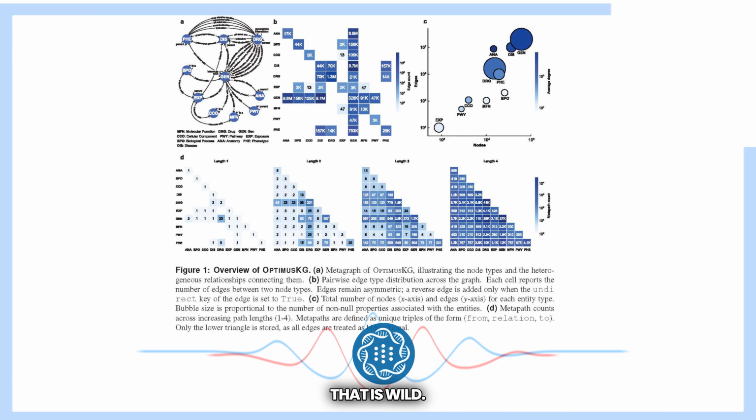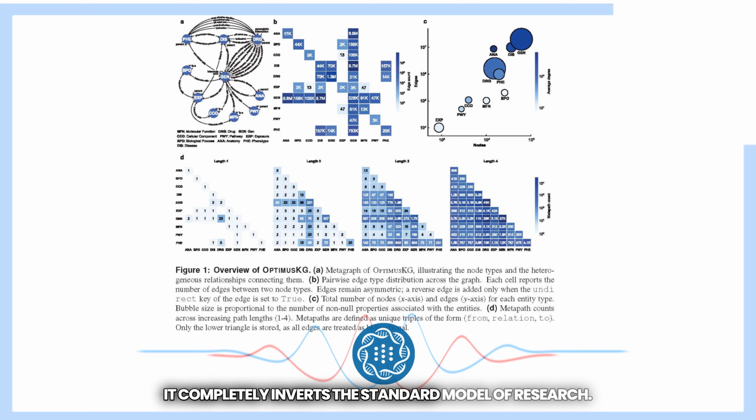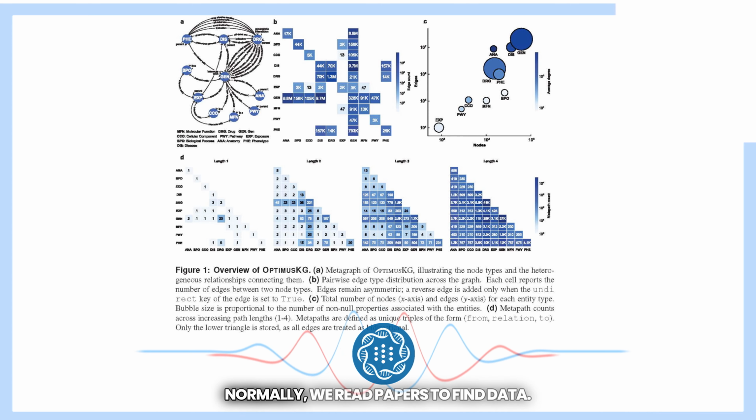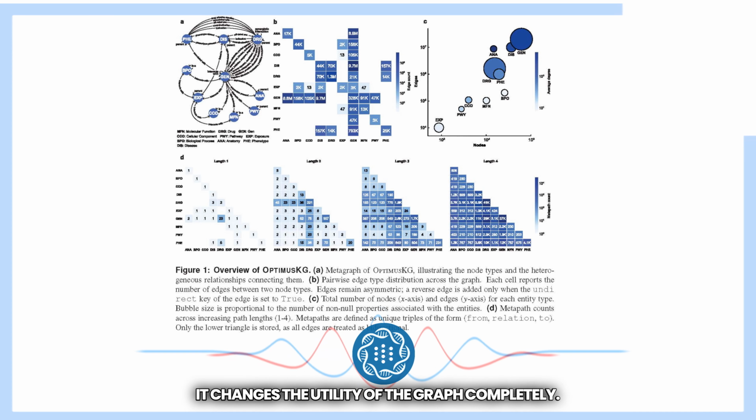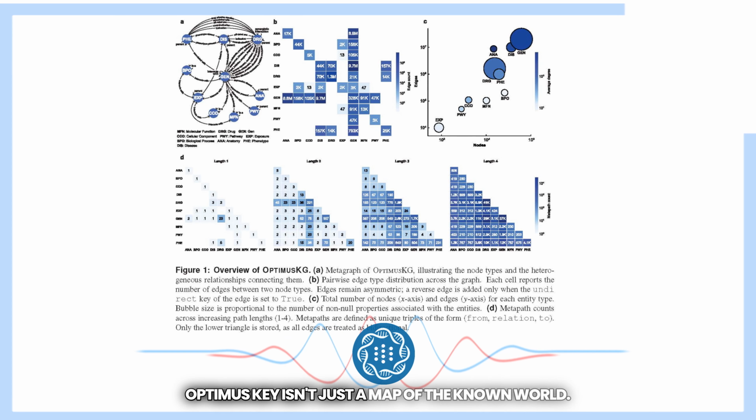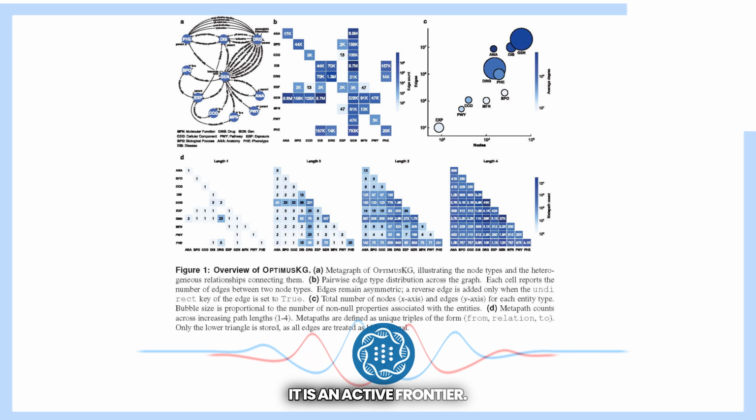That is wild. It completely inverts the standard model of research. Normally, we read papers to find data. Here, the data is moving faster than the papers can be written. It changes the utility of the graph completely. OptimusKG isn't just a map of the known world, it is an active frontier.